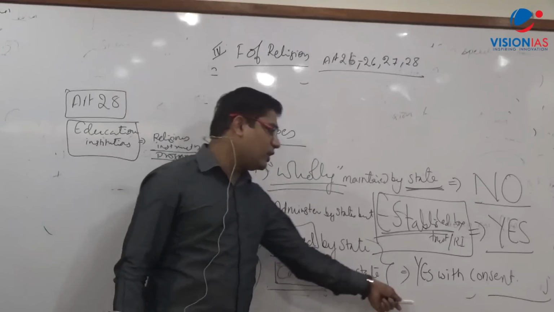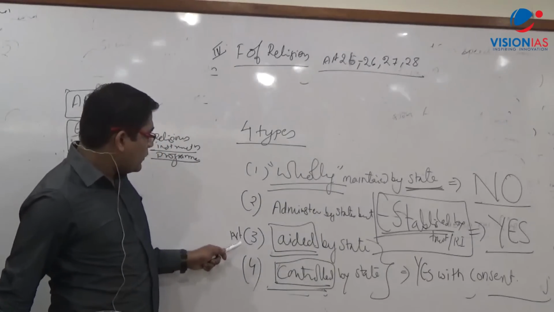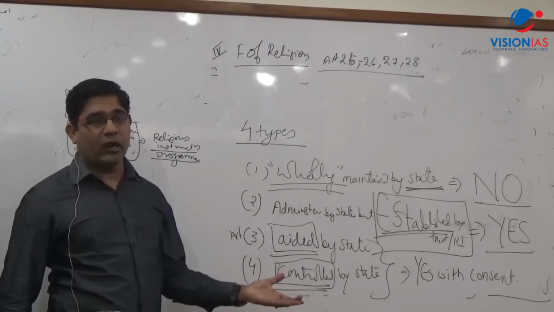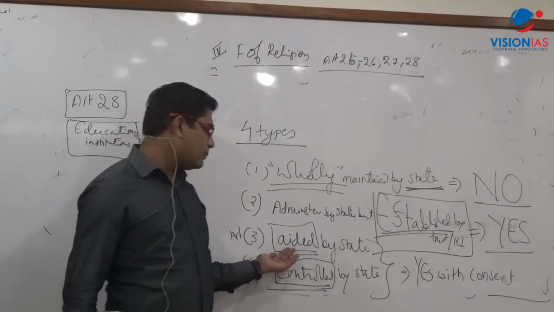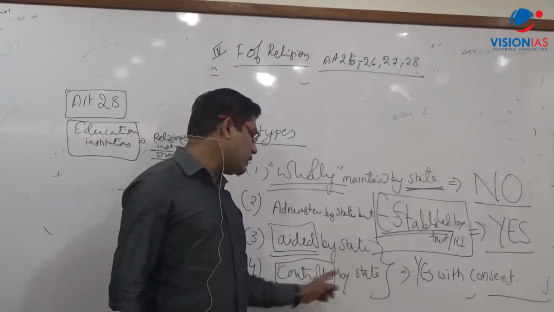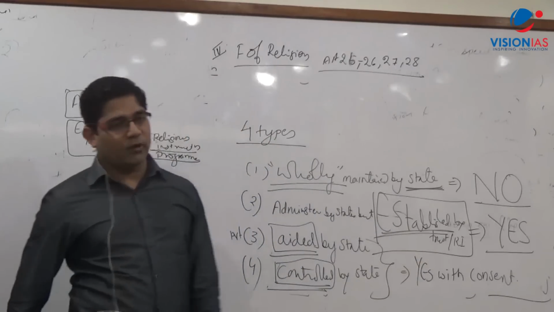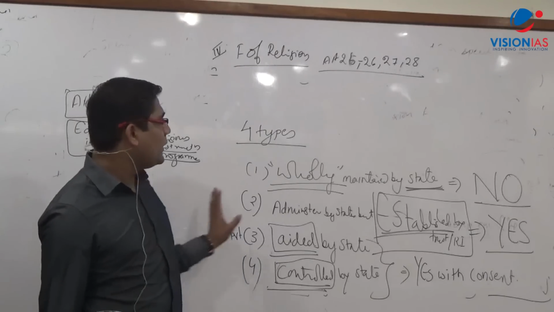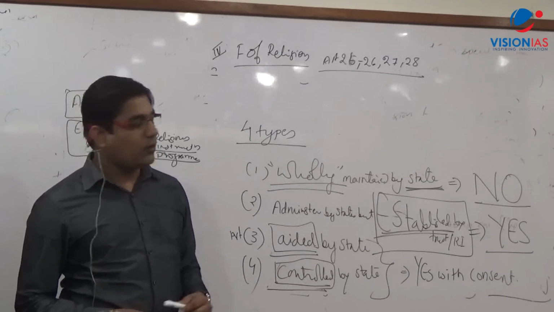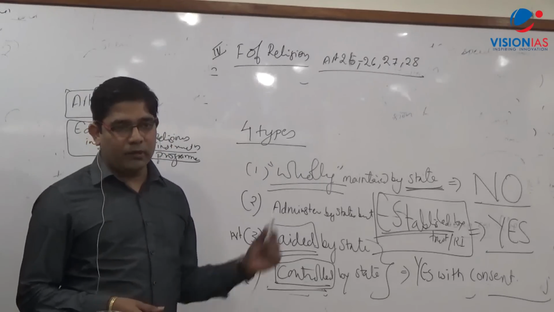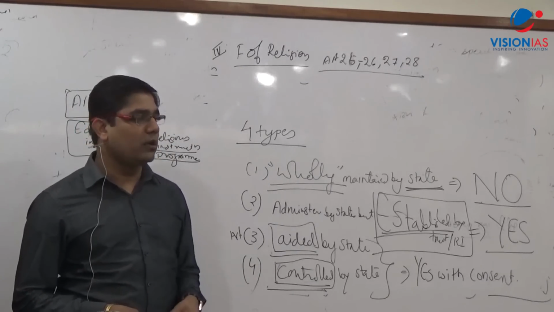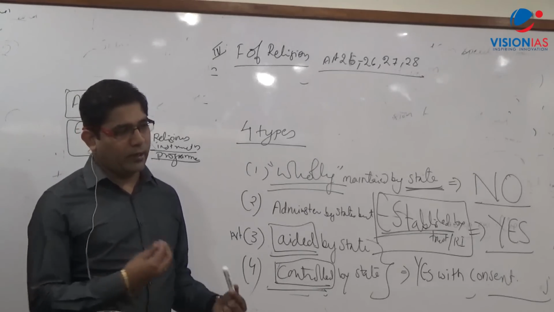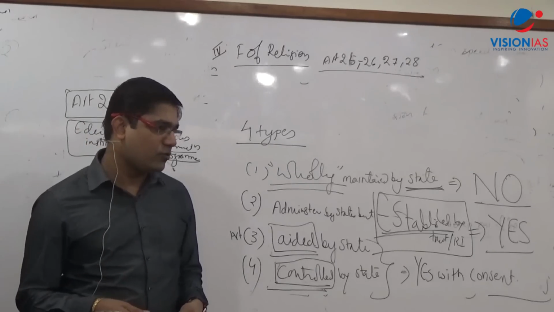Now there is a partial yes with consent, because these are already religious ones. Therefore, they have certain rights, they can go for it. But partially, because it is aided by State and controlled by State, there is an issue of consent here. Understood? So these are the 4 types of institutions, and what are the specific issues within the 4 types of institution with regard to imparting religious instruction and the right and the freedom of attending such religious instructions.